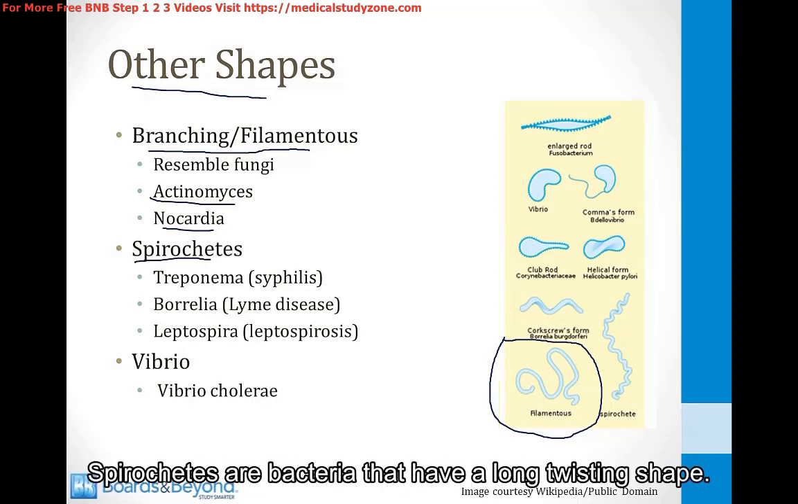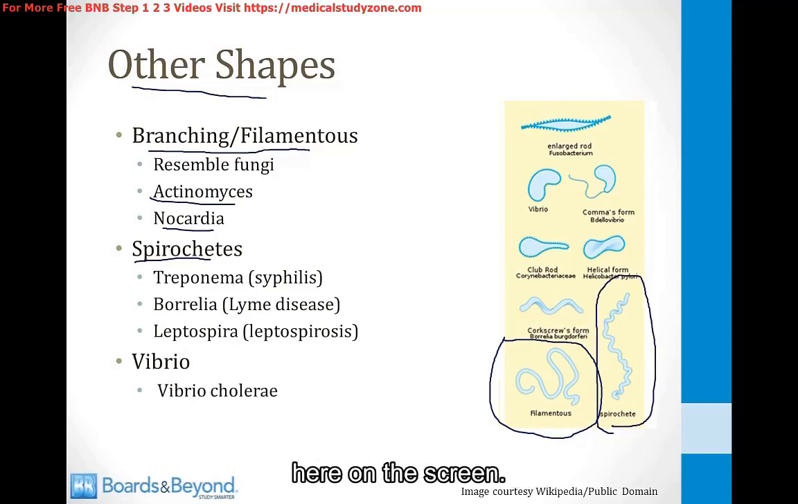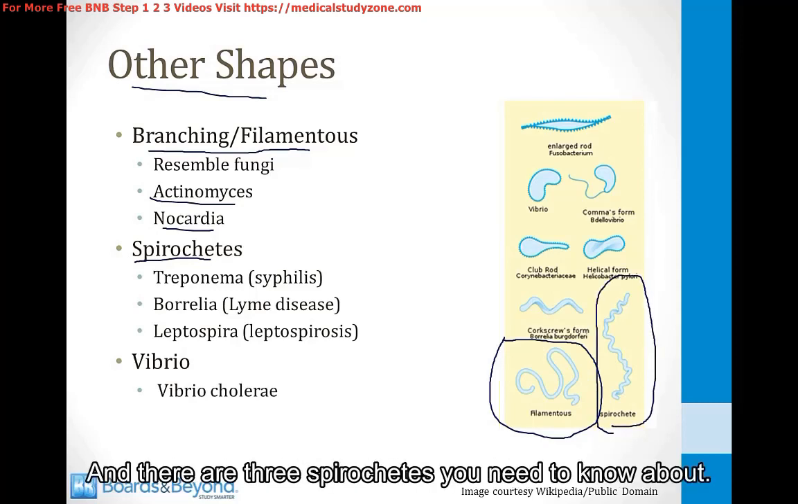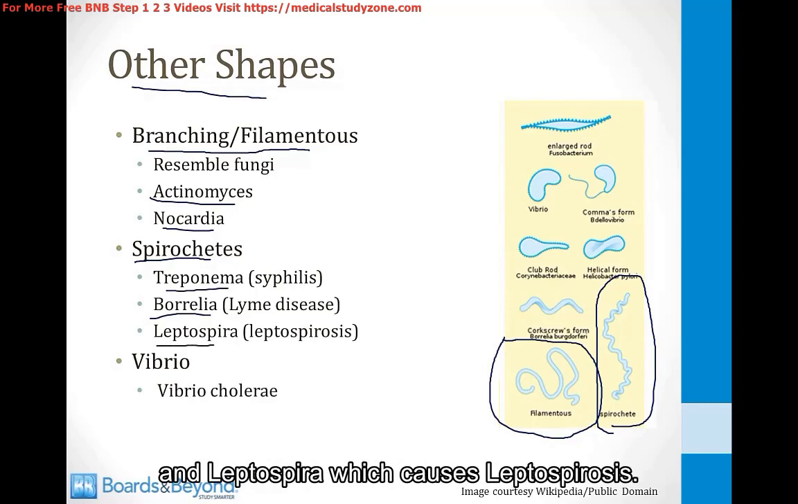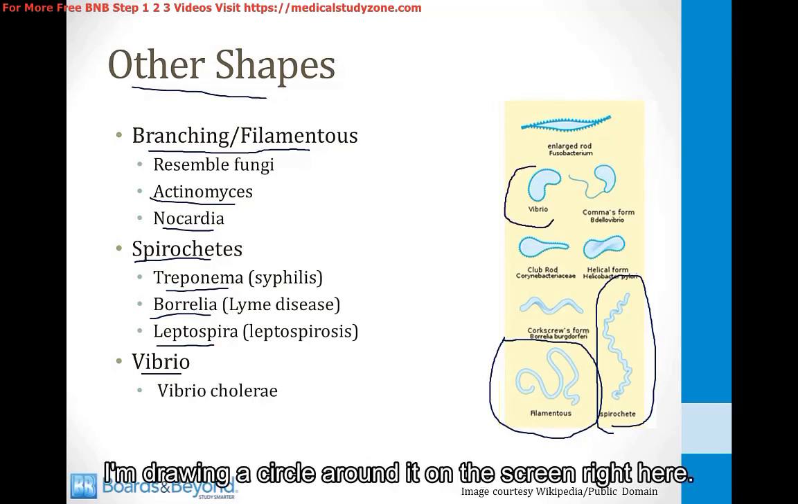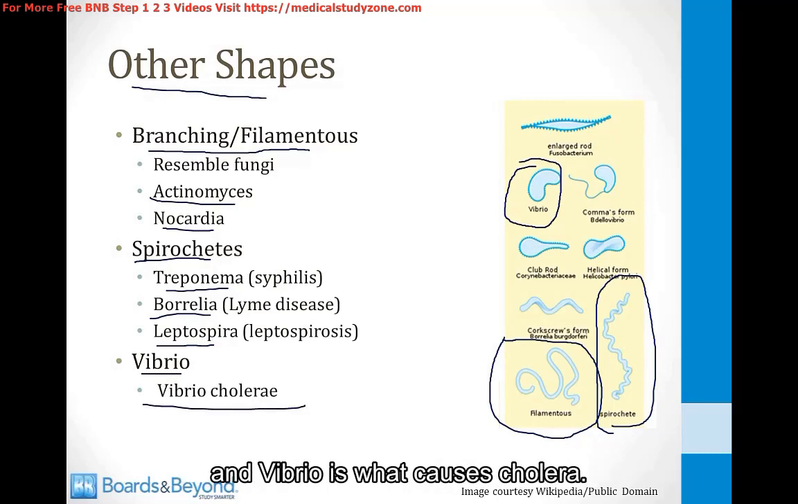Spirochetes are bacteria that have a long twisting shape. There's a picture of what one might look like here on the screen. And there are three spirochetes you need to know about. We have a separate module on those. Treponema, which causes syphilis, Borrelia, which causes Lyme disease, and Leptospira, which causes leptospirosis. And then finally, Vibrio has a very unusual sort of curved shape. I'm drawing a circle around it on the screen right here. It's often described as a curved bacteria, and Vibrio is what causes cholera.